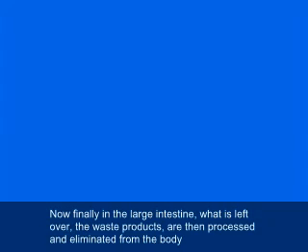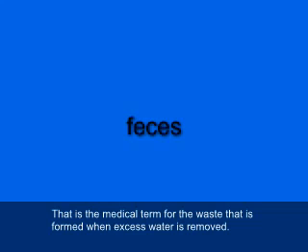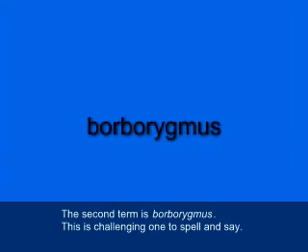Now, finally, in the large intestine, what is left over, the waste products, are then processed and eliminated from the body. And we've got three terms relating to that. The first one is feces, and that's the medical term for the waste that is formed when excess water is removed. The second term is borborygmus. This is a challenging one to spell and say. Borborygmus.